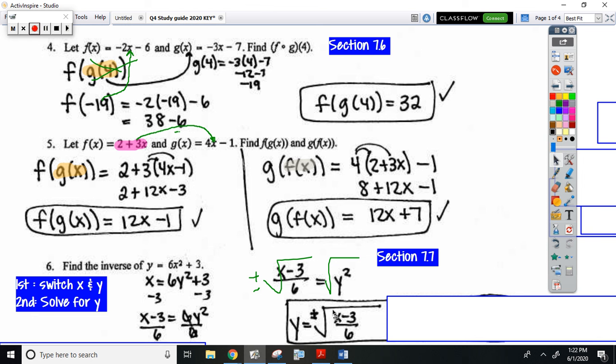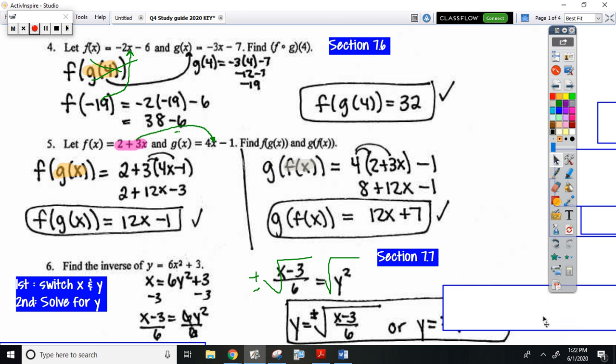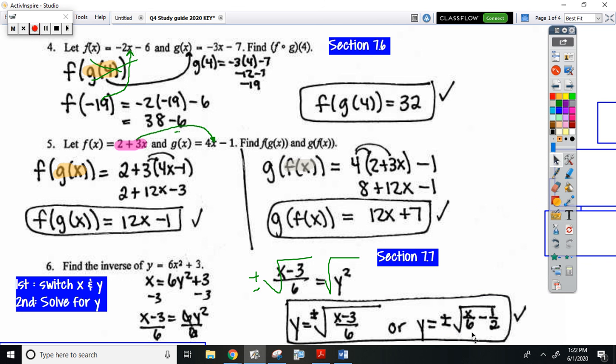That is a perfectly acceptable answer. If you wanted to, you could split these into two separate fractions, which would be x over 6 and then minus 3 over 6, which is 1/2. I don't care which answer you would come up with. I believe the multiple choice answers on the quarterly will look more like this.